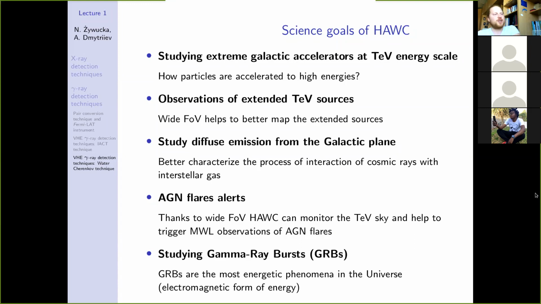And the most energetic phenomenon in general is black hole mergers. But here the energy is emitted not in the form of electromagnetic waves, but in the form of gravitational waves, which is different. So this is just a sort of comparison. Gamma ray bursts are the most energetic phenomena in electromagnetic waves. There are two different classes of gamma ray bursts: short gamma ray bursts and long gamma ray bursts.